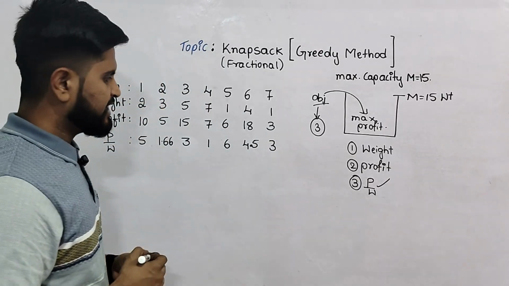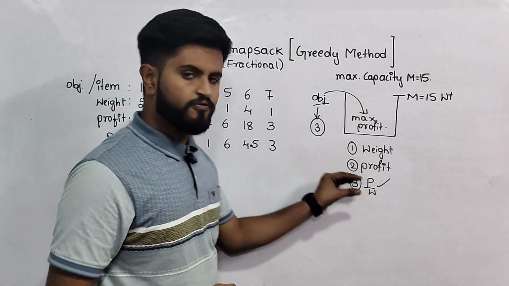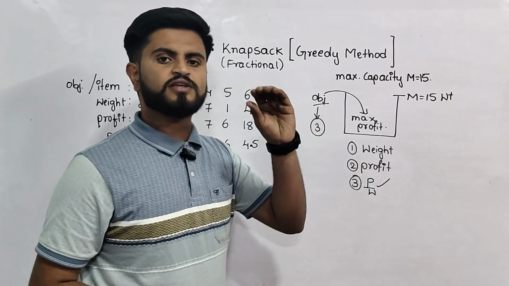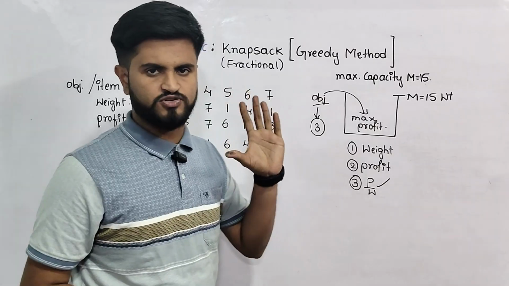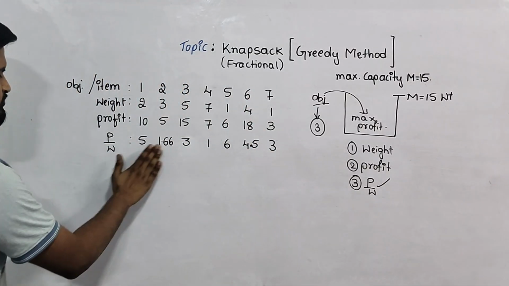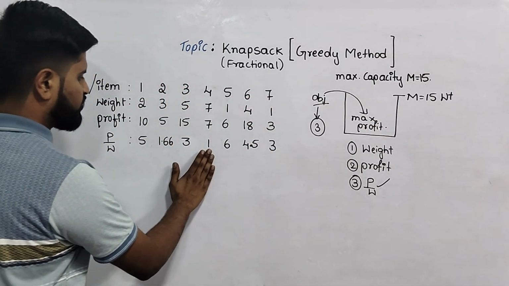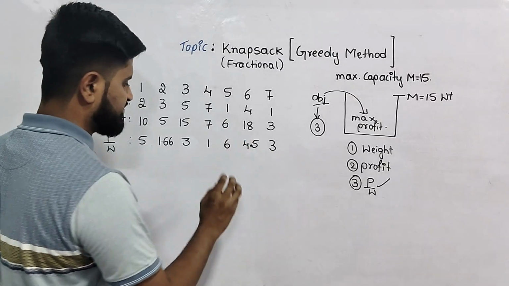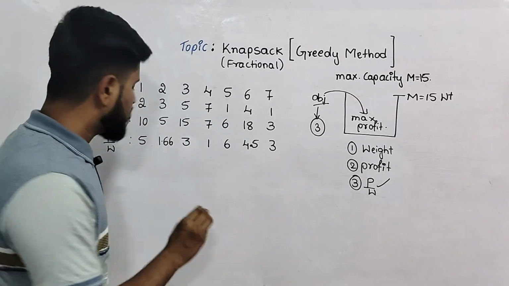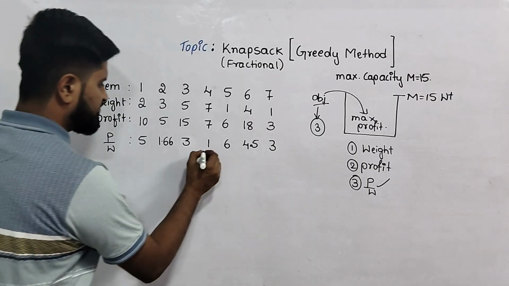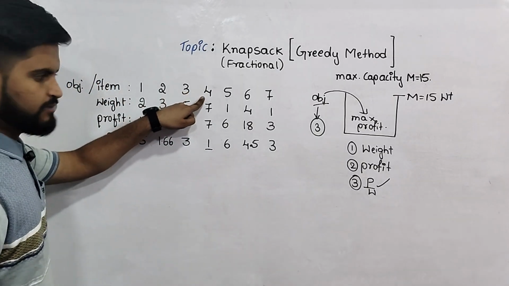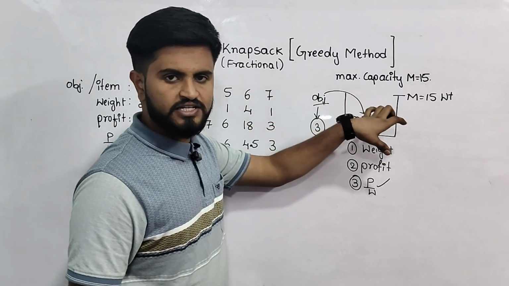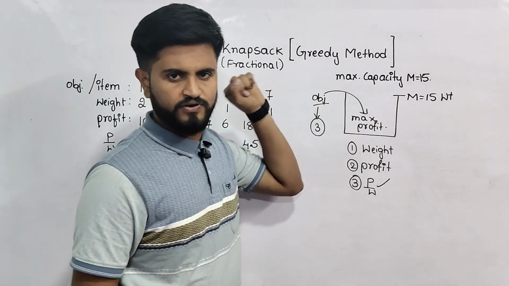I earlier said that first we will find the profit by weight ratio and choose the object having the least profit by weight ratio value. Here 5, 1.66, 3, 1, 6, 4.5 and 3. So which is the smallest value among the profit by weight ratios? That is 1. So first we will choose the fourth item to be inserted into this container so that we can get the maximum profit.